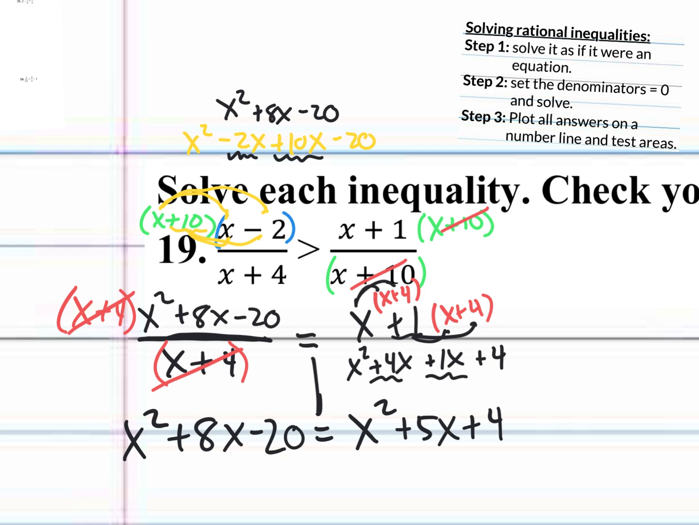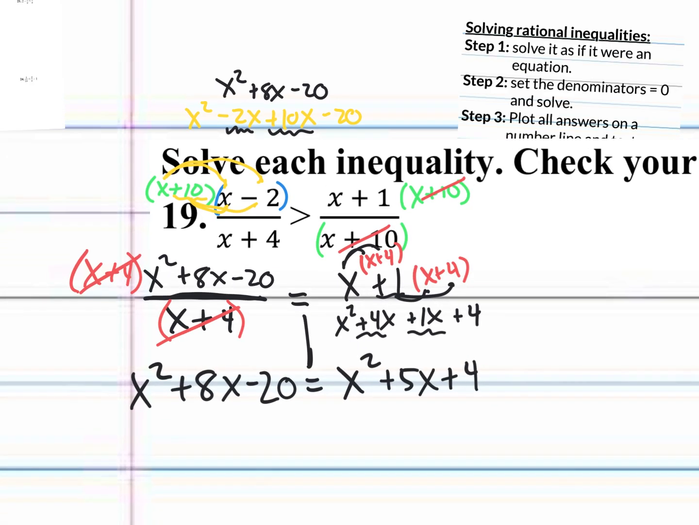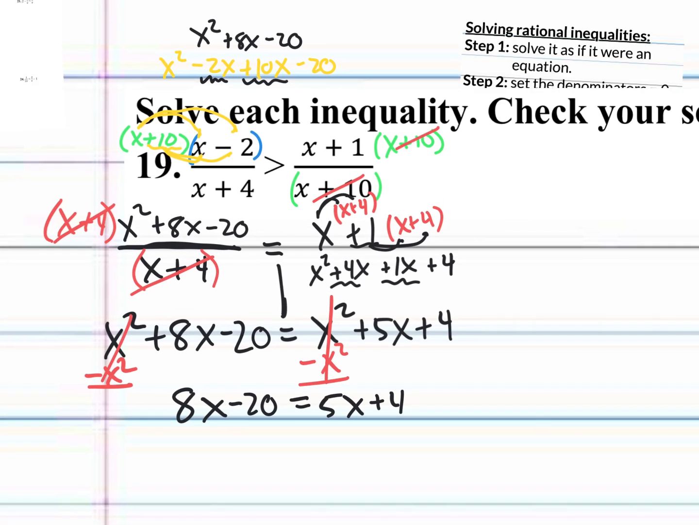If you have x squares, it's probably better to just move them to one side. And in this case, it works out beautifully because when you subtract x squared there, it cancels out. And you subtract x squared over here, it also cancels out. So we have a nice, beautiful 8x minus 20 equals 5x plus 4. And we are solving. So let's get the x's to one side and the numbers to the other.